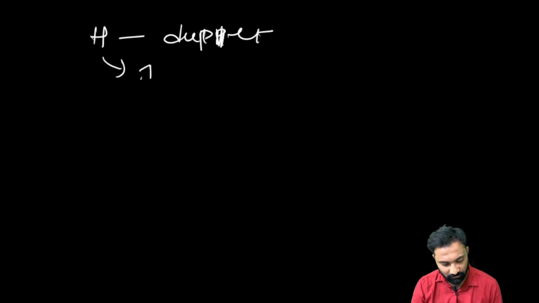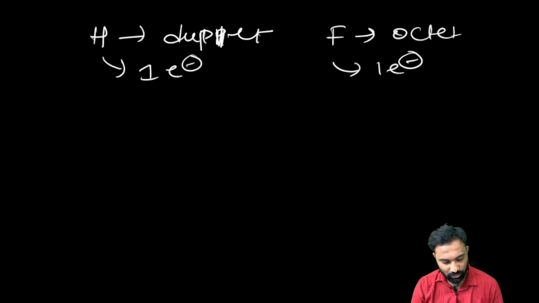But hydrogen, to complete its duplet electronic configuration, requires only 1 electron. Fluorine, to complete its octet electronic configuration, requires only 1 electron. So hydrogen and fluorine will never form more than one bond, and will not act as a central atom, right?